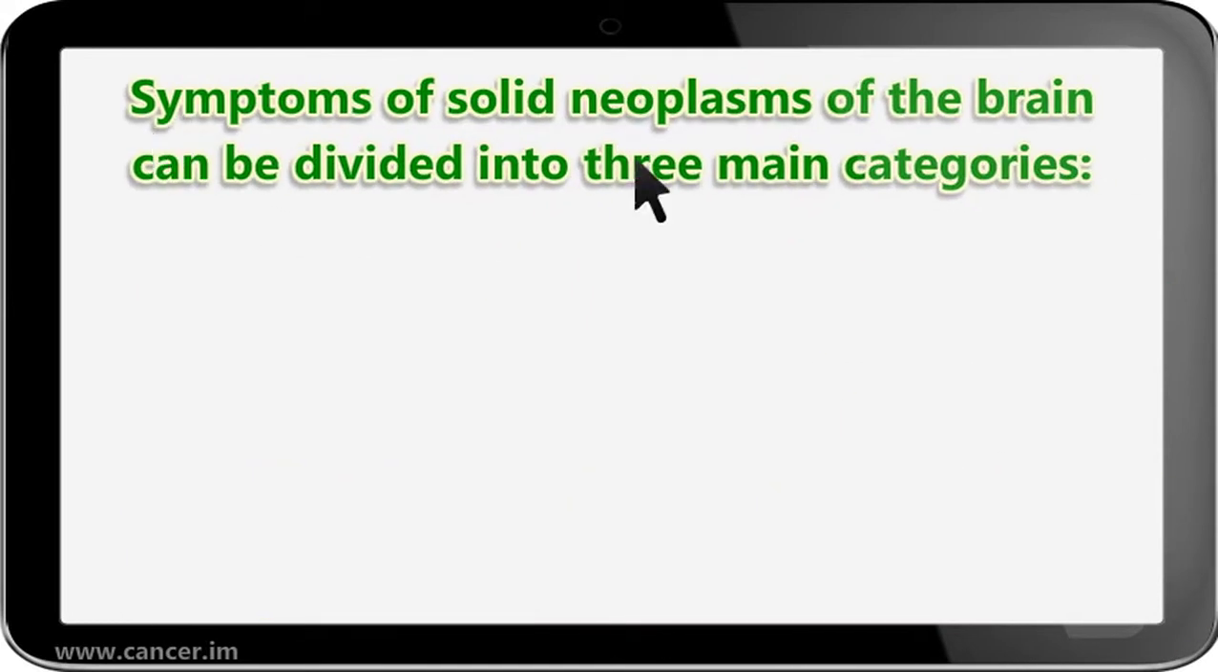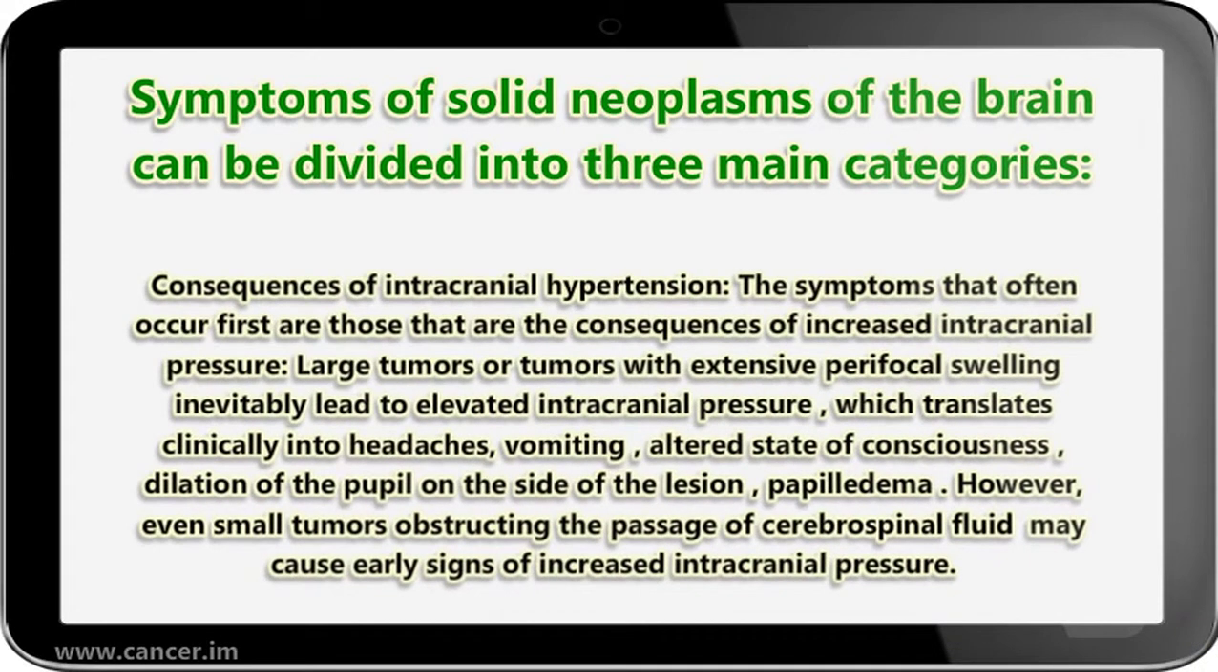Symptoms of solid neoplasms of the brain can be divided into three main categories. Consequences of intracranial hypertension: the symptoms that often occur first are those that are the consequences of increased intracranial pressure. Large tumors or tumors with extensive parafocal swelling inevitably lead to elevated intracranial pressure, which translates clinically into headaches, vomiting, altered state of consciousness, dilation of the pupil on the side of the lesion, and papilledema. However, even small tumors obstructing the passage of cerebrospinal fluid may cause early signs of increased intracranial pressure.